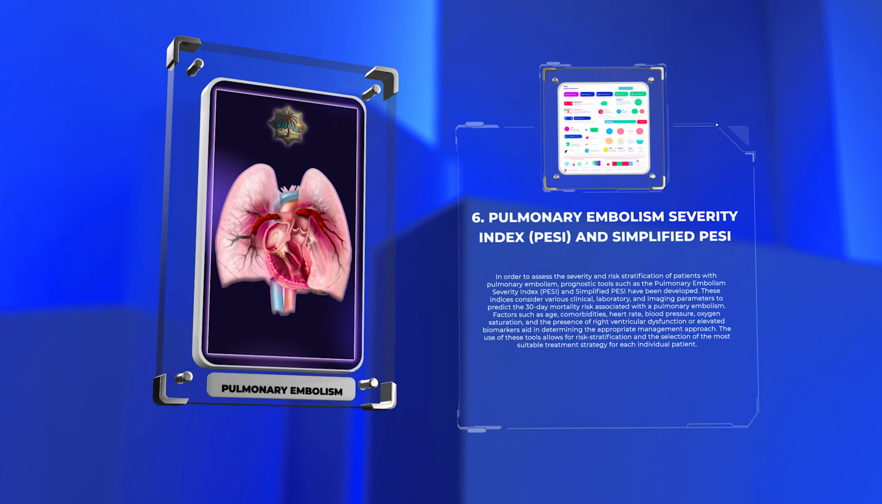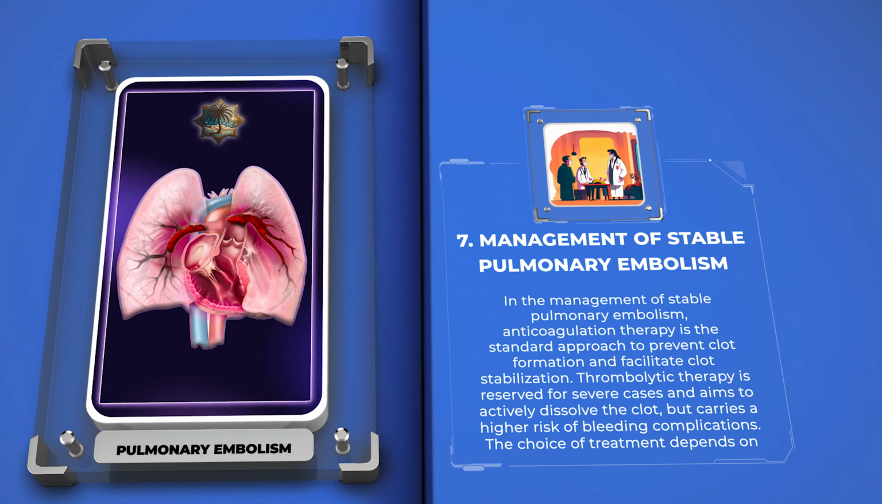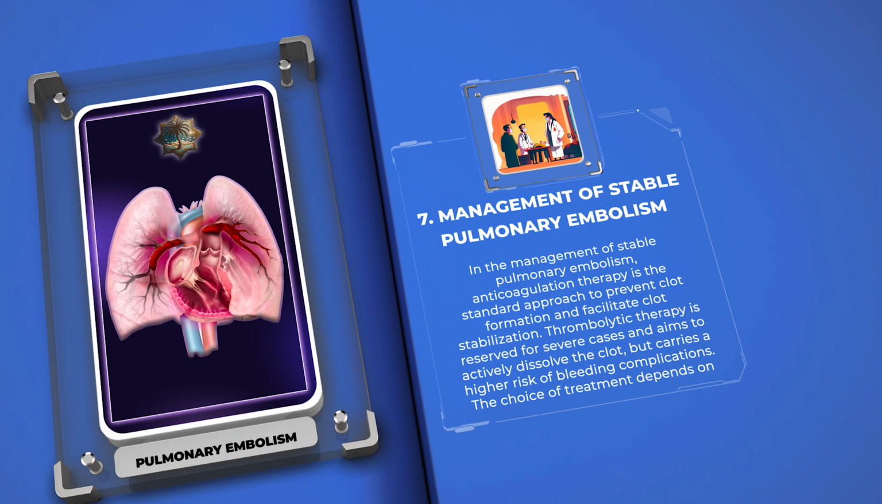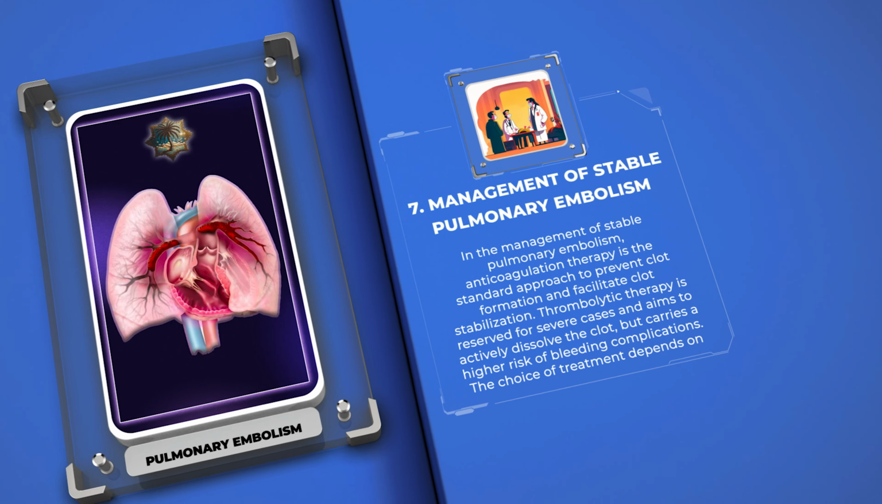The use of these tools allows for risk stratification and the selection of the most suitable treatment strategy for each individual patient. In the management of stable pulmonary embolism, anticoagulation therapy is the standard approach to prevent clot formation and facilitate clot stabilization. Thrombolytic therapy is reserved for severe cases and aims to actively dissolve the clot, but carries a higher risk of bleeding complications. The choice of treatment depends on various factors.